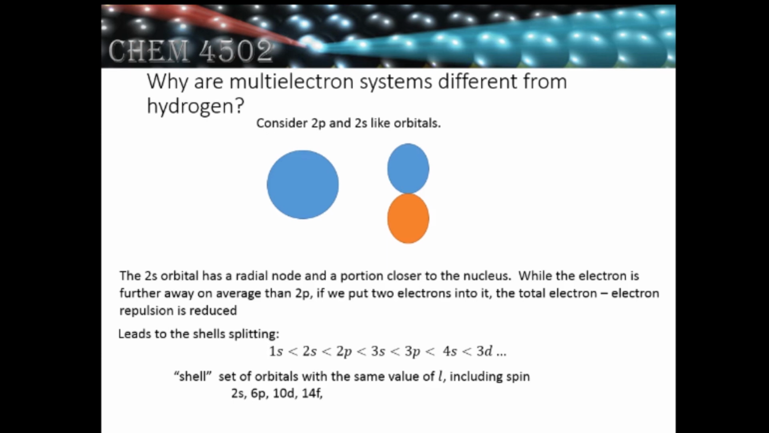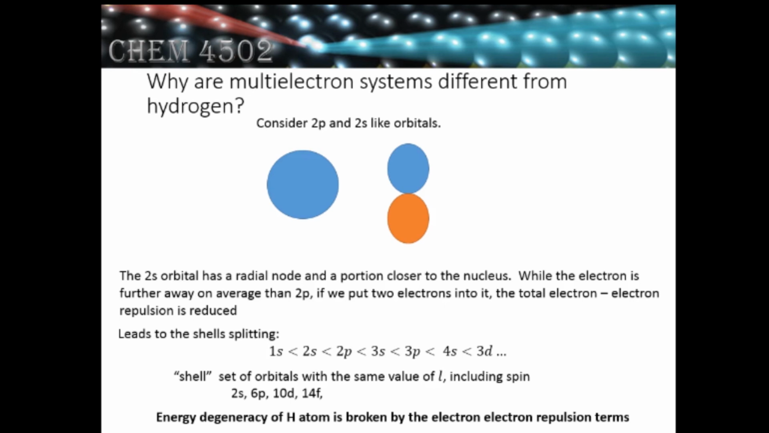And a shell is going to be a set of orbitals with the same value of the total orbital angular momentum, or L, quantum number, including spin. So there's 2 different states for an s orbital, 6 different states for a p orbital. That's L equals 1, m sub z equal to -1, 0, and 1, and the 2 different spin states, alpha and beta. So similarly, we have 10 d states and 14 f states.